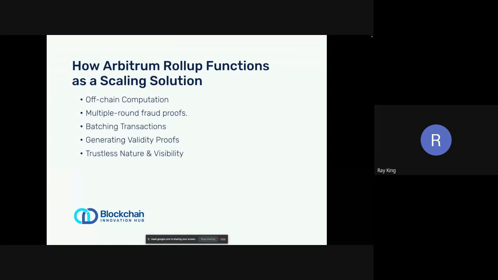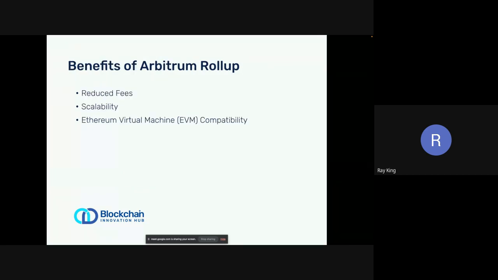Trustless nature, as in optimistic rollups, where it has the mild assumption that the transaction is valid. And then we have visibility. Everything happening can be seen.